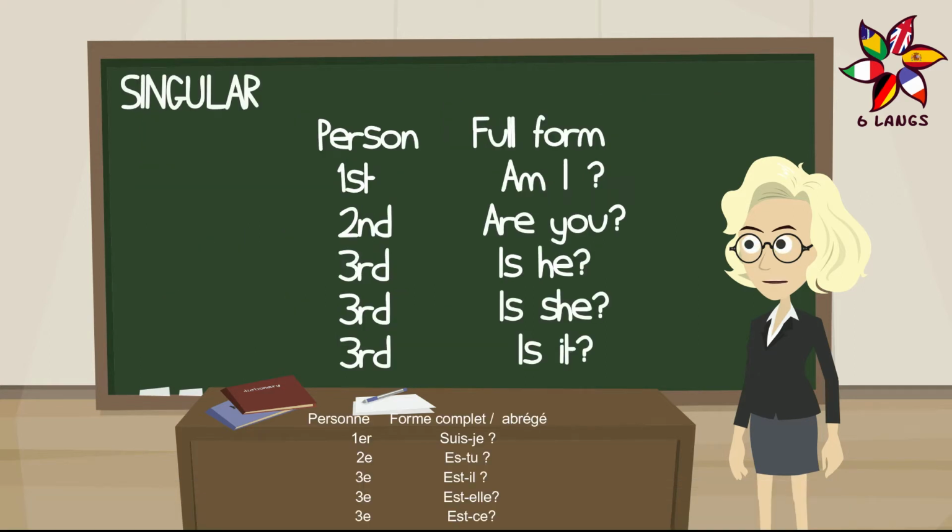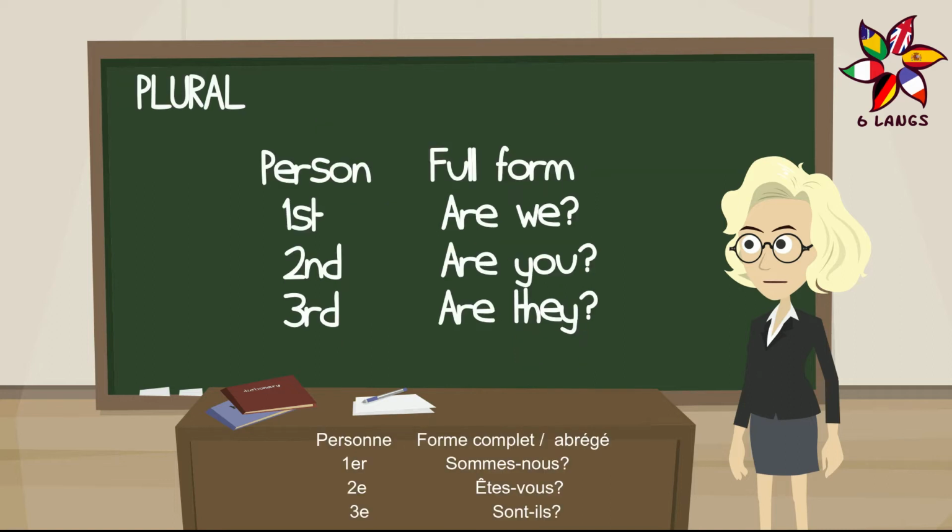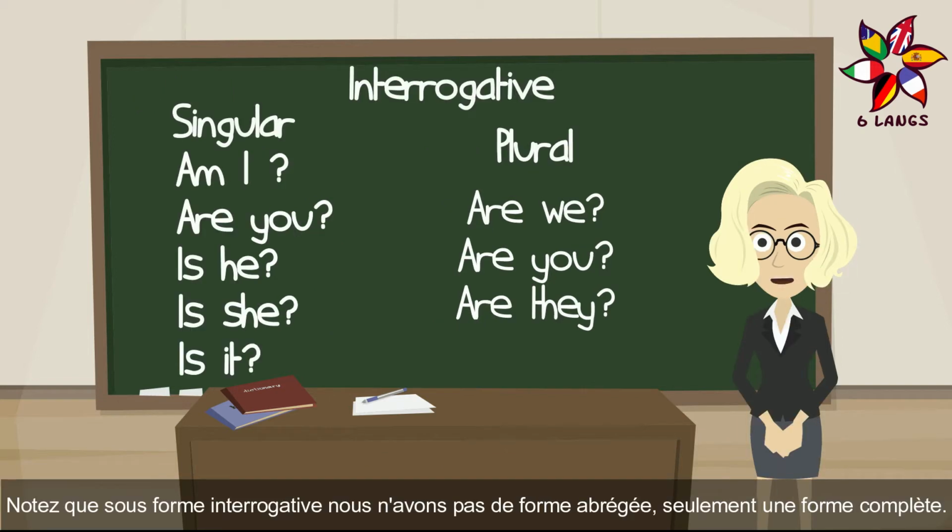First person, am I? Second person, are you? Third person, is he? Third person, is she? Third person, is it? First person, are we? Second person, are you? Third person, are they? Notice that in the interrogative, we don't have short form, only full form.